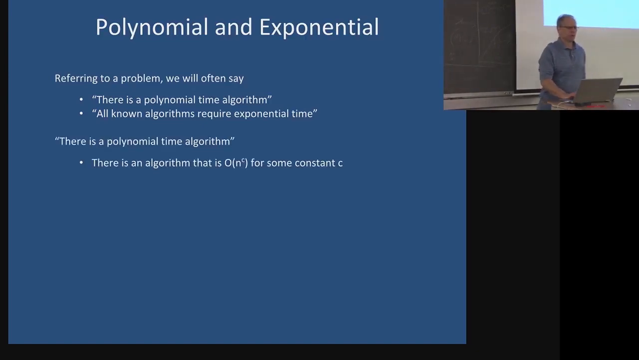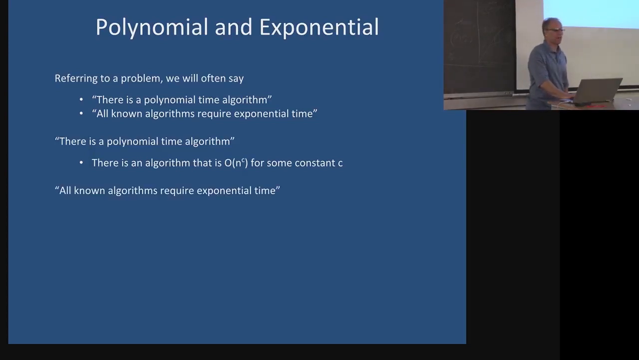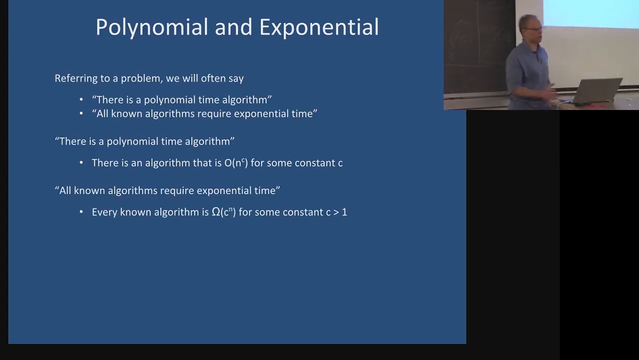Okay, so that's what we just said. If we say an algorithm is polynomial time, then we're saying it's O of n to the c for some constant c. And if we're saying that all known algorithms require exponential time, we're saying that each algorithm has a worst case of c to the n. I mean, the worst case for the algorithm requires c to the n. Best case. Best case.